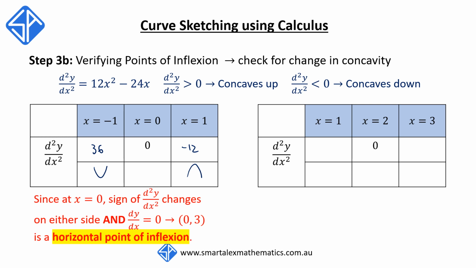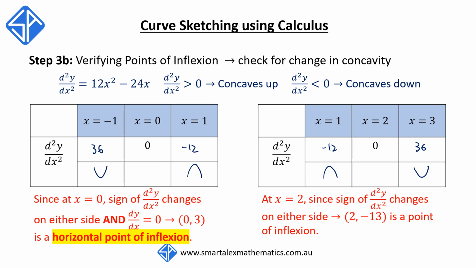Now let's look at x is equal to 2, where we're going to check on the left of 2 at x is equal to 1. When we sub x is equal to 1 into the second derivative and evaluate, we get -12. And when we sub x is equal to 3 into the second derivative and evaluate, we get 36. So at x is equal to 1, the second derivative is negative, which means that the curve concaves down. And at x is equal to 3, the second derivative is positive, which means that the curve concaves up. So that means we have a change in concavity. So at x is equal to 2, we have a point of inflection.